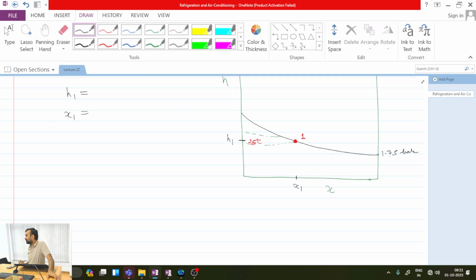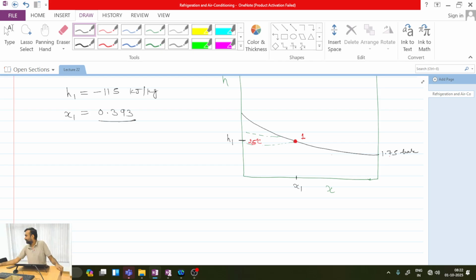Minus 115. Are you getting this value or not? See, on a mobile phone you will not be able to see; you have to get the paper. h1 is minus 115 kilojoule per kg. All of you have got this or not? And what about x1? 0.393. Okay. So h1 and x1 we have calculated.